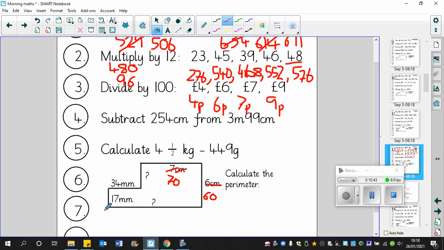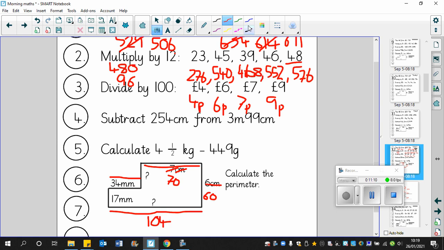Okay, now we've got an unknown amount here, but we've got a known amount here, so we know that that's 34, and we know that across the top is 70. So if we add those two lines up together, I'm sure you can see they are the same length as this long line here. 70 add 34 is 104. Why did I choose such tricky numbers?